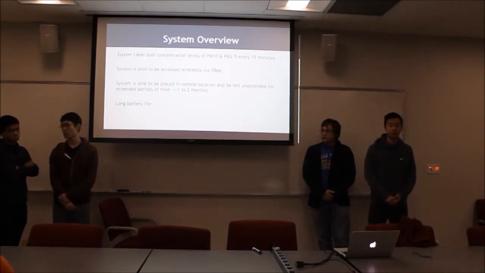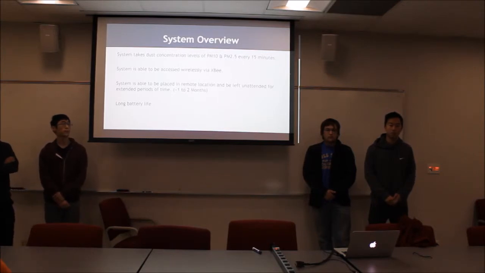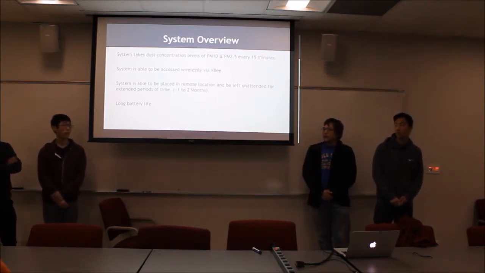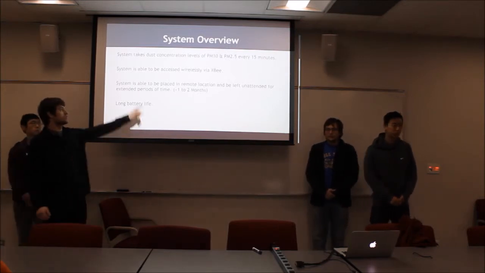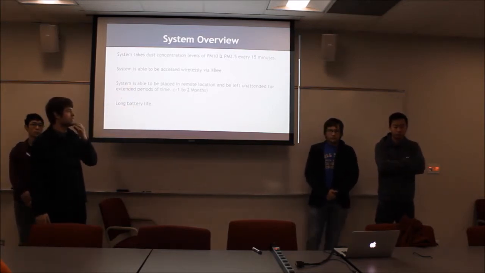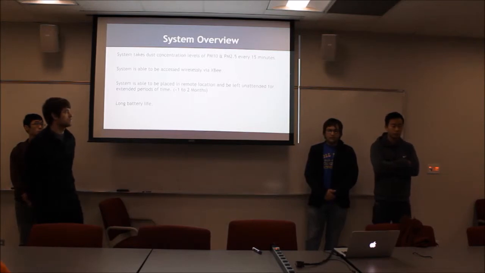Alright, the system overview. Basically, ideally our Amphenol sensor is supposed to be detecting large and small particles. That's what the PM10 and the PM2.5 are. The PM10 is the large particles and the PM2.5 is the small particles.